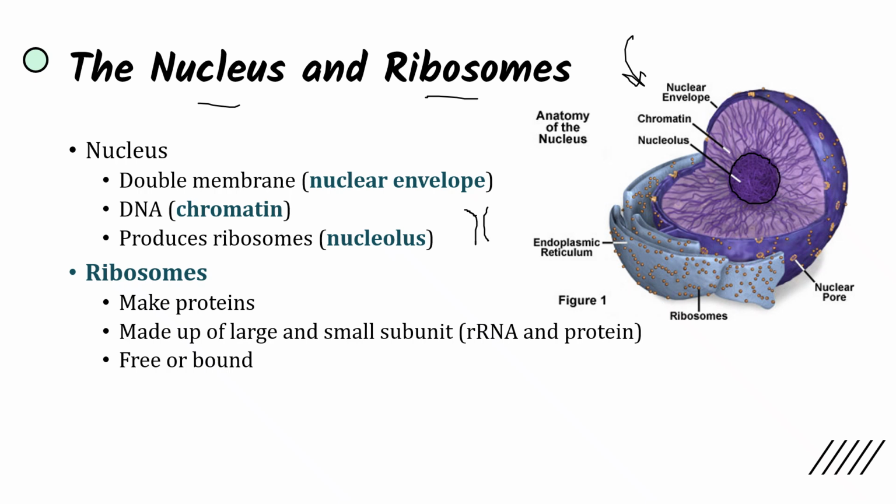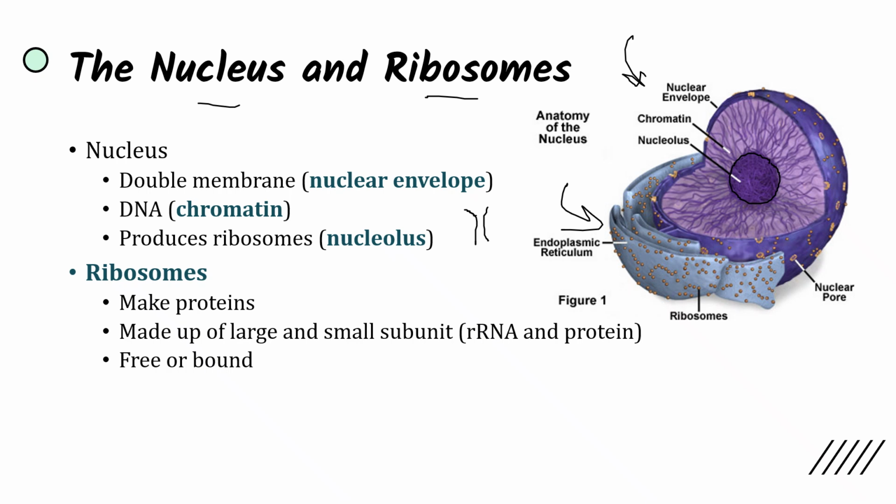So what is a ribosome? A ribosome is a subcellular component that makes proteins. Now, it is not an organelle because it is not membrane bound, but it consists of a large and small subunit made up of rRNA and protein, and they can be either free or bound. So they can either be free within the cell or bound to the endoplasmic reticulum, which we'll talk about in a second. Of course, the nucleus is only within eukaryotic cells, but ribosomes are within both prokaryotic and eukaryotic cells.